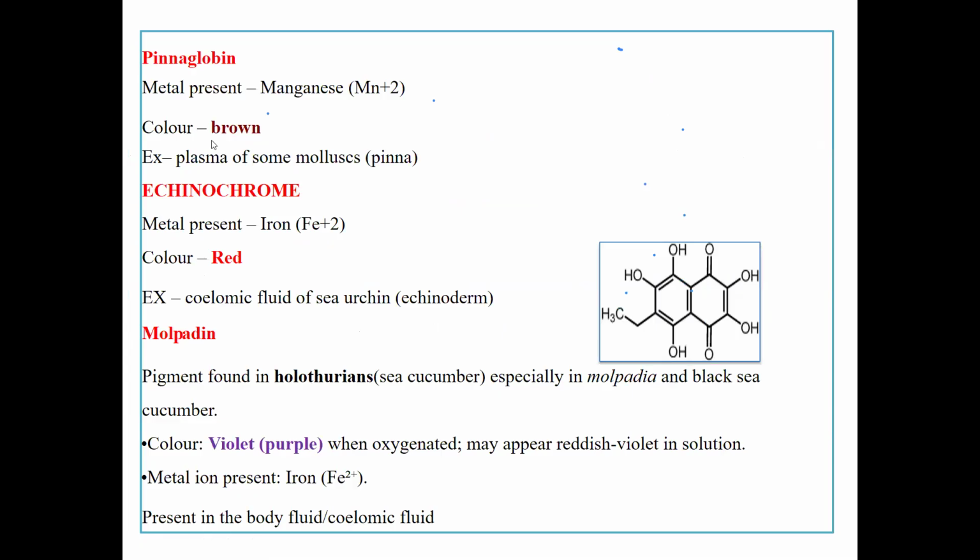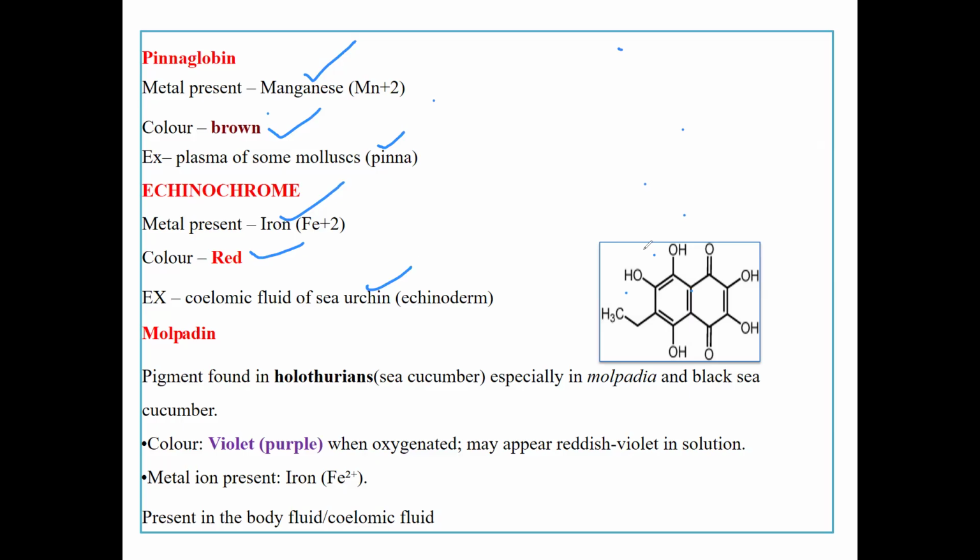So here in these animals, the metal ion is manganese. It is brown in color. So example, pinna of mollusca. That's all. And echinochrome. So here the metal ion is iron and it is red in color. It is present in the sea urchins.